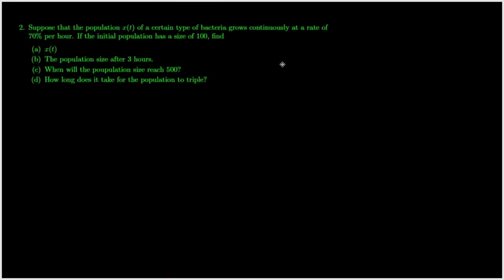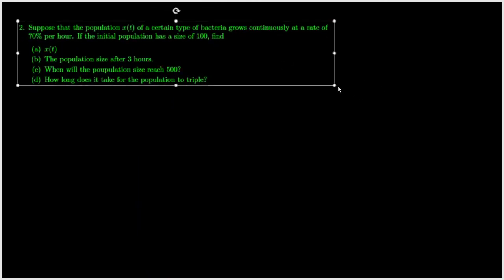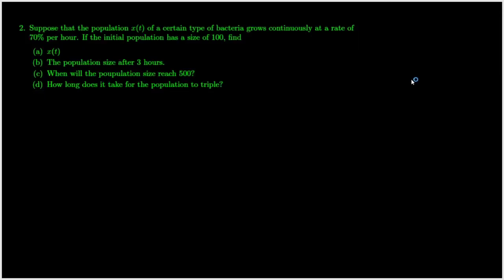There's only one question remaining. We'll work on question D now. We still need the answer to A. In question A, the function, the population size in terms of time t, is given by 100 times e to the power of 0.7t.